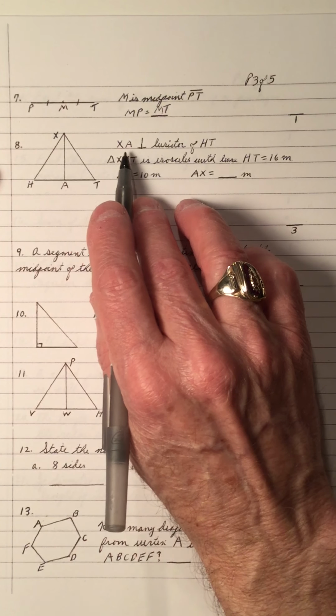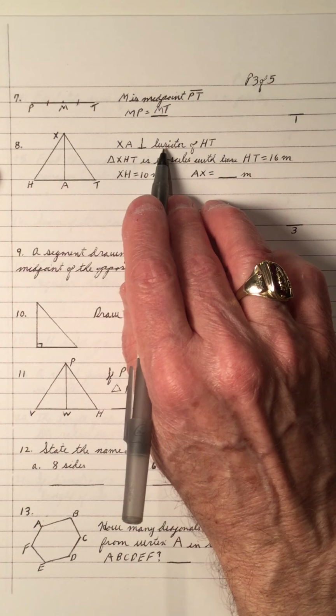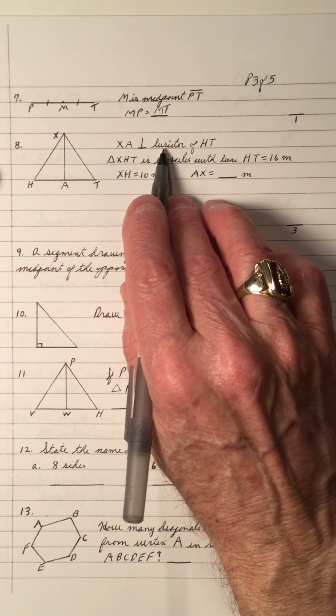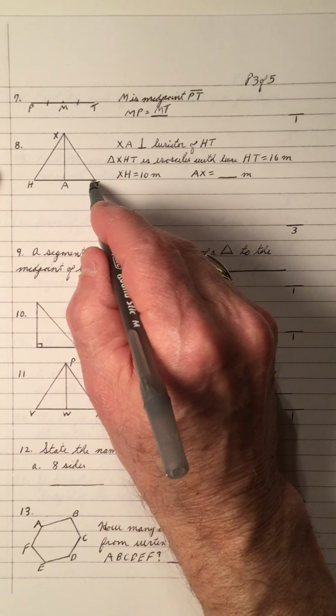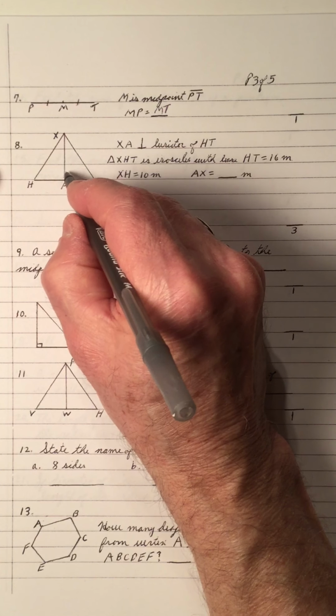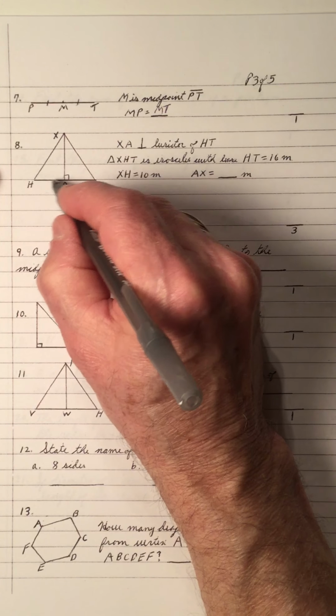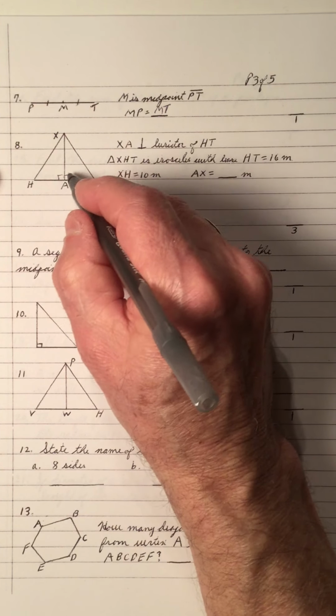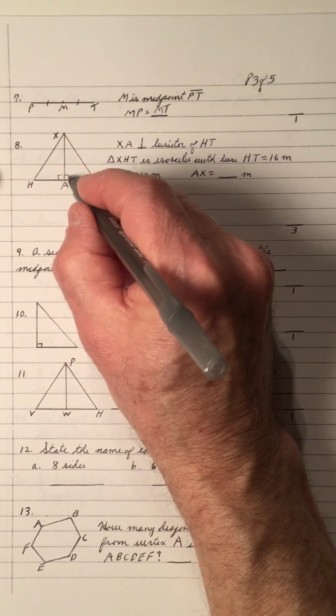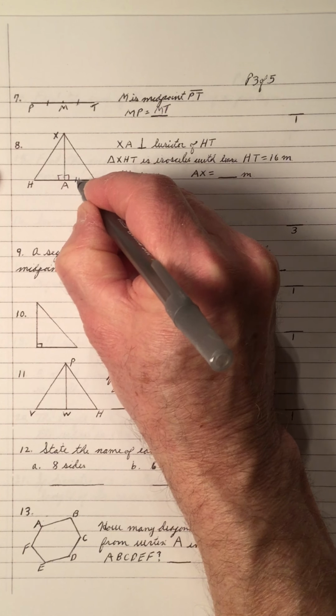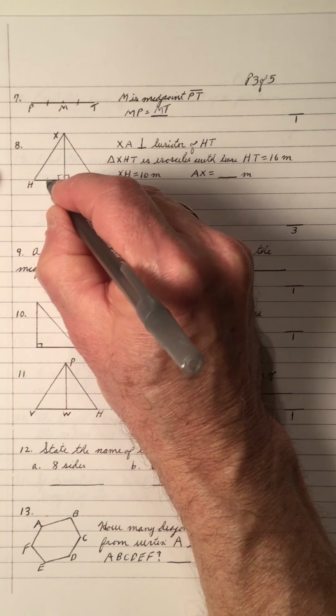Number 8, XA is perpendicular bisector of HT. So XA, this segment here, is the perpendicular bisector. Now we know that the perpendicular bisector hits the angle where the lines intersect in the two 90s, and bisect means that it cuts it in half. So that means that AT is equal to AH. Perpendicular bisector is perpendicular to the line, and it bisects the line that it hits.